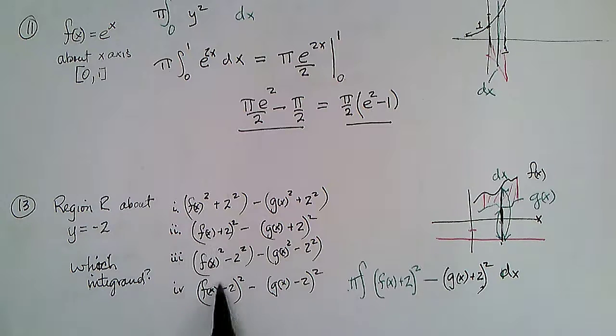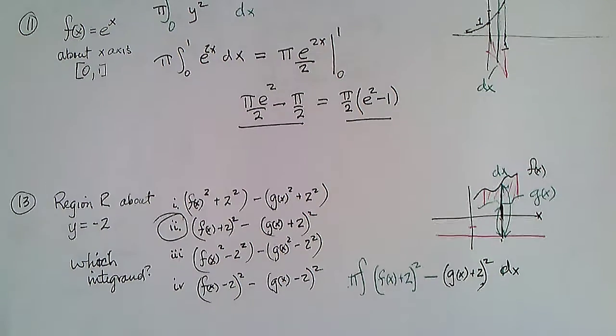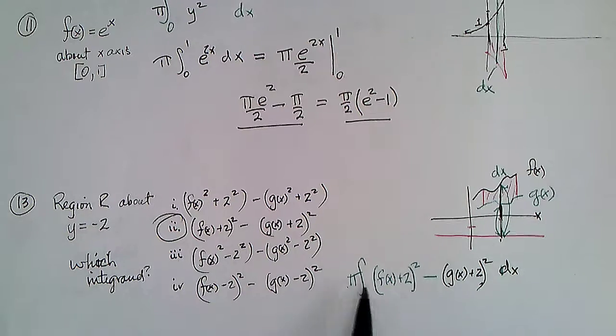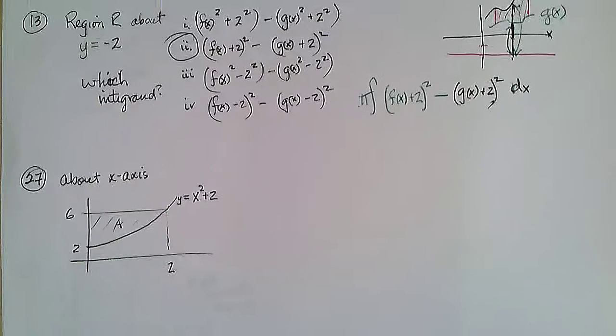Which one of these is that? And that looks like 2. They don't have the pi, they don't have the integral, they don't have the dx, but they want to know what's the stuff inside that you have to integrate. All right, 27.